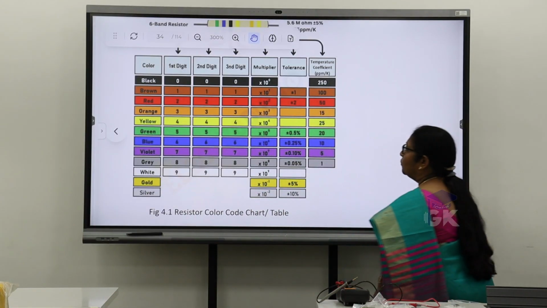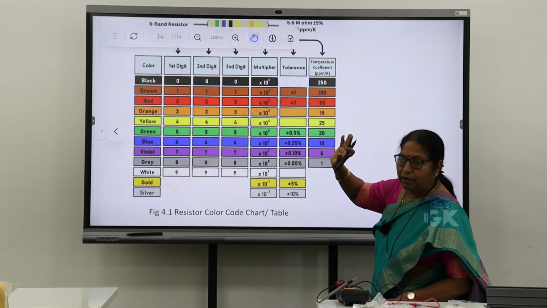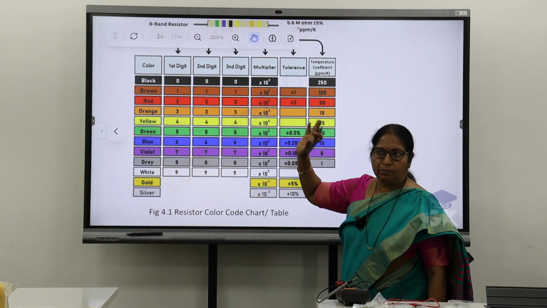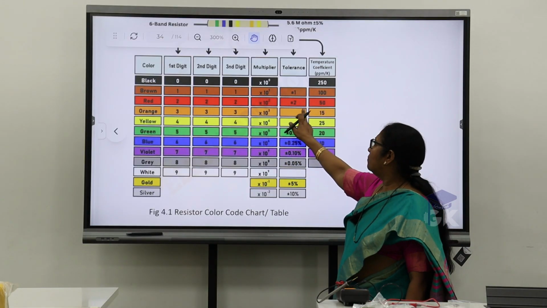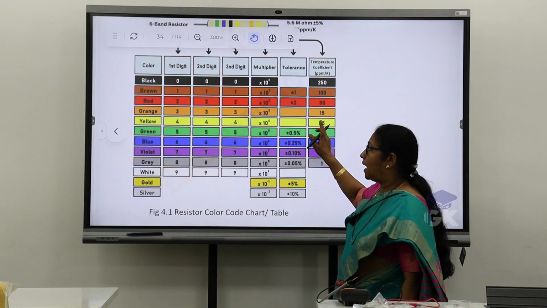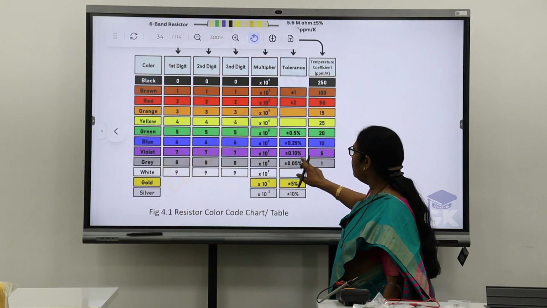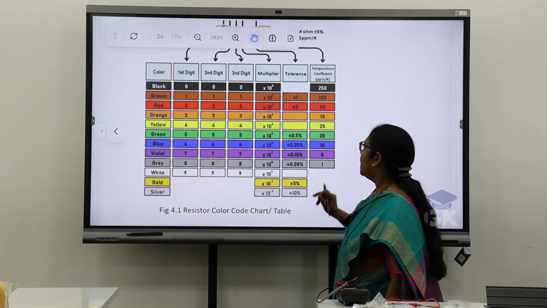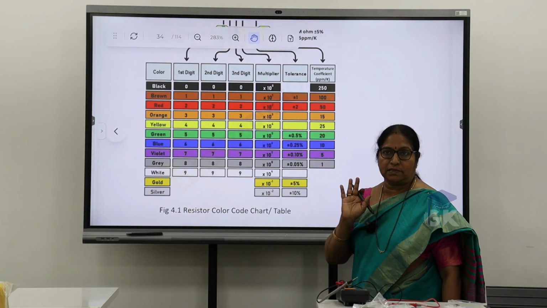Now go to the other colors. These are all the color bands for tolerance. Only these colors have been given. If it is brown, plus or minus 1. If it is red, plus or minus 2. Normally these are the ones. Other than brown and red, we may have green, blue and violet. If it is green, it is plus or minus 0.5%, still more precise.